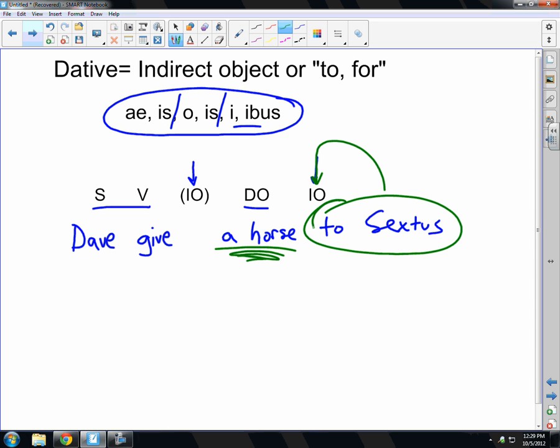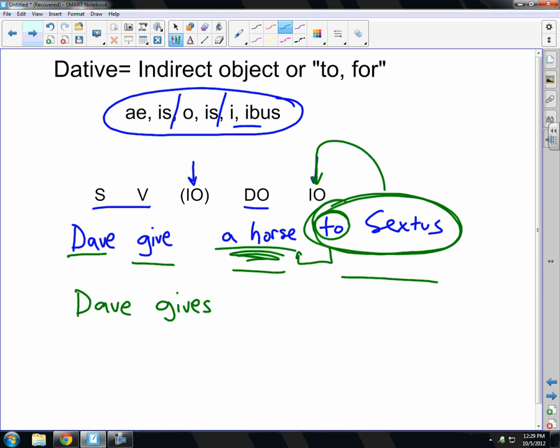But the indirect object right here is to or for, and it's coming after, in English, it's coming after the direct object. So we have the subject, we have the verb, we have the direct object, and then we have the indirect object. Now we can put that indirect object in English. Dave gives Sextus a horse.